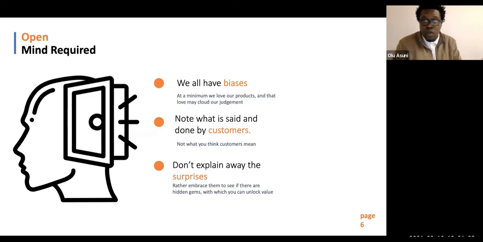An open mind is required. We need to admit we all have biases, multiple biases even, and the usual guard is that we need to know our biases and then ensure that we account for them in our decisions. Otherwise, our decisions would always be skewed towards our preferences. So we all have biases.